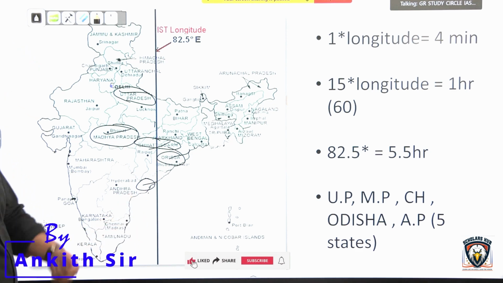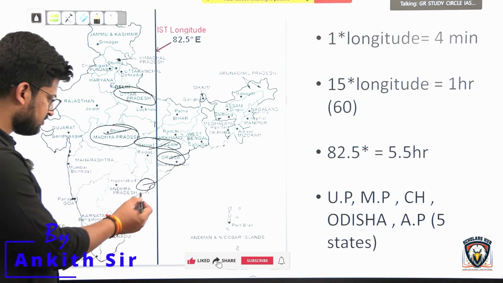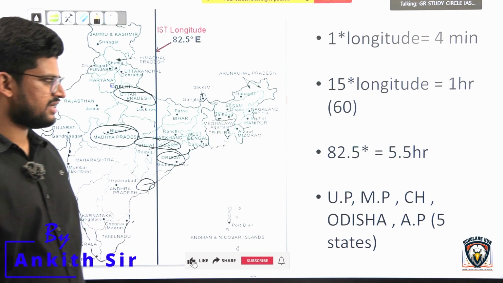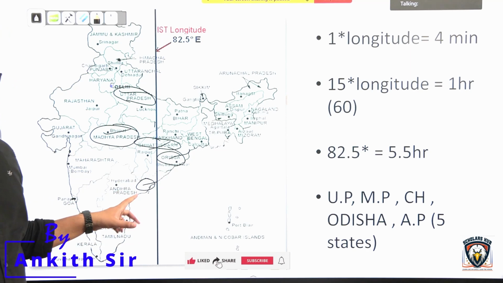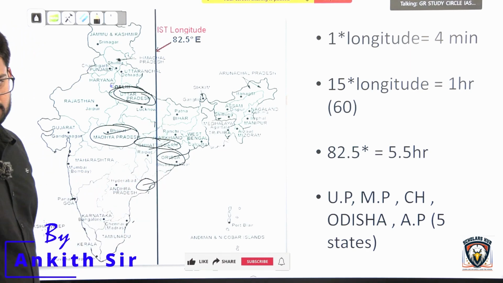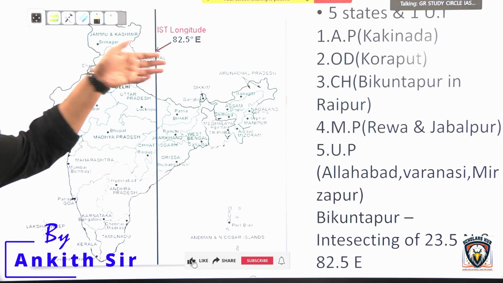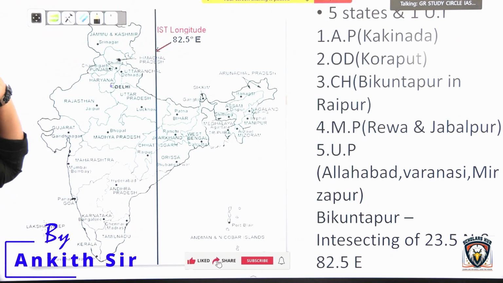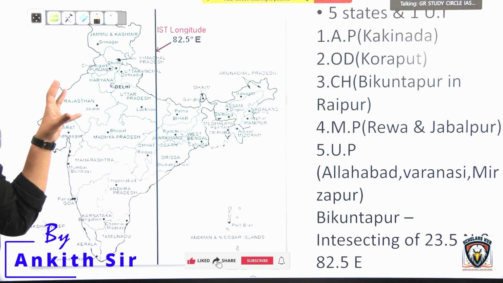ఇక్కడ మనకి యానాం అని ఉంటది. Union territory of Pondicherry. We'll discuss about this. So Yanam is the union territory of Pondicherry. So total 5 states and 1 union territory. UP, Madhya Pradesh, Chhattisgarh, Odisha and Andhra Pradesh. 5 states. IST passes through 5 states. And here there is a place called Mirzapur in UP. So the longitude passes through Mirzapur. Clear? So in AP it is Kakinada, in Odisha it is Koraput, in Chhattisgarh it is Bikrampur, in MP it is Rewa and Jabalpur, in UP it is Allahabad, Mirzapur and Varanasi, near to this place.